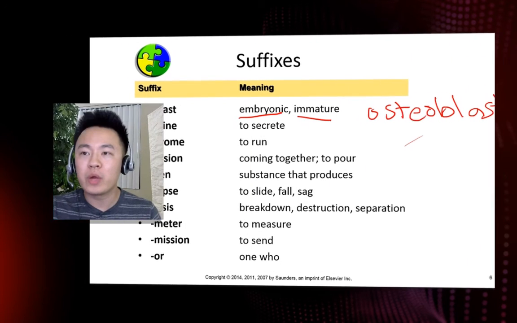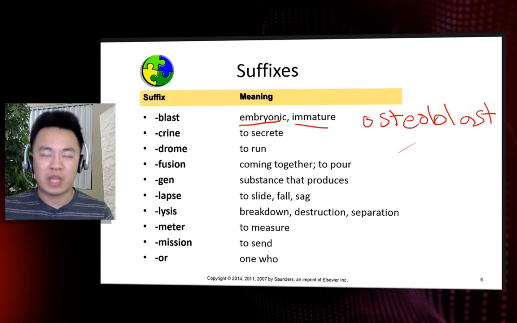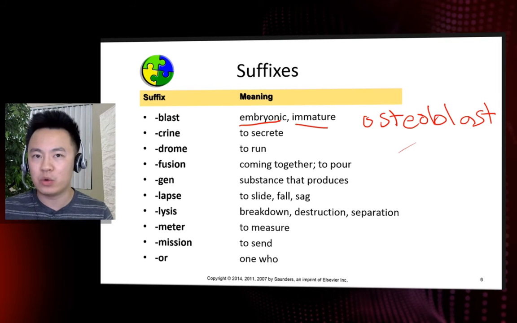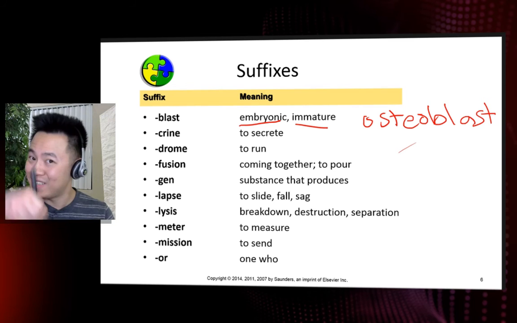We also have crine, which means to secrete. For example, endocrine gland. Your pancreas is an example of an endocrine gland. We also have exocrine glands, like our sweat glands and sebaceous glands. They secrete hormones or substances outside of the body. Endocrine glands secrete them inside the body.